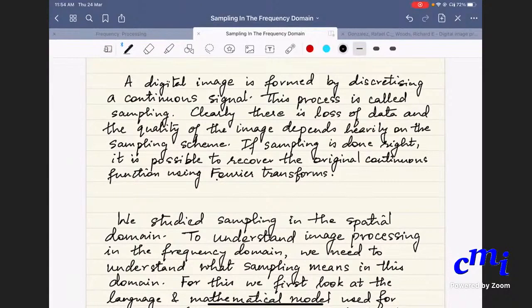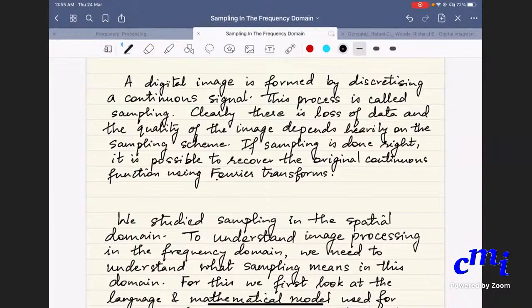Now the question becomes, how is it possible to recover the original data or recover the lost information from the sampled signal, or from the discretized signal? So the Fourier transform makes this possible. Today, for the first 40 minutes or so, we will see how you can recover the lost data or the entire continuous signal using the Fourier transform. So that is the theme in the beginning today.